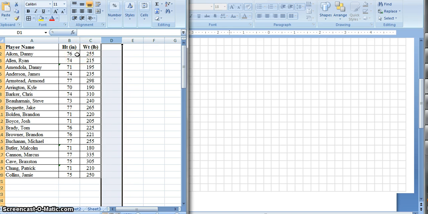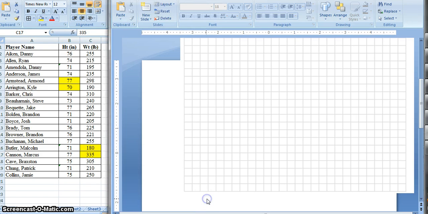The next thing we need to do is decide what scale, or what interval, we're going to be plotting over. To do this, we need to know the minimum and maximum of each of the data sets. For height, we can see that the minimum value is 70 and the maximum is 77 inches. For weight, the minimum weight is 180 pounds and the maximum weight is 335 pounds. Now that we know both of these things, we can start plotting.